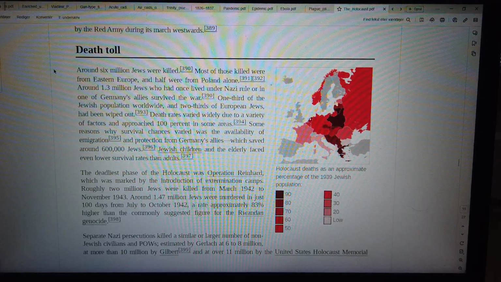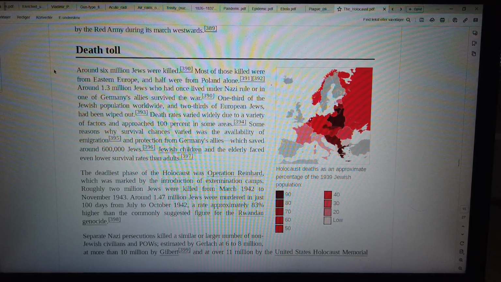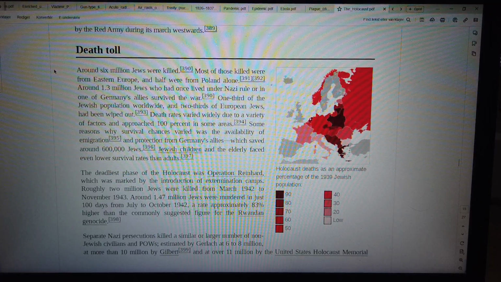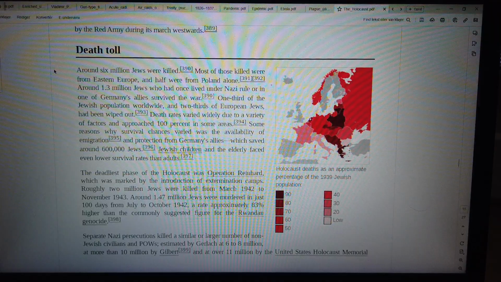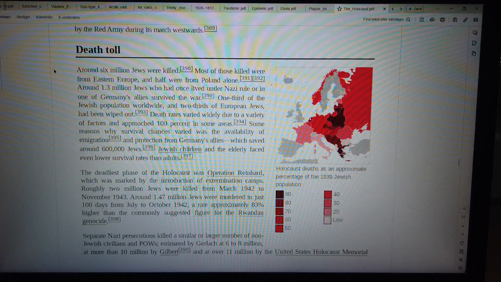Some reasons why survival chances varied were the availability of migration and protection from Germany's allies, which saved around 600,000 Jews. Jewish children and the elderly faced even lower survival rates than adults.